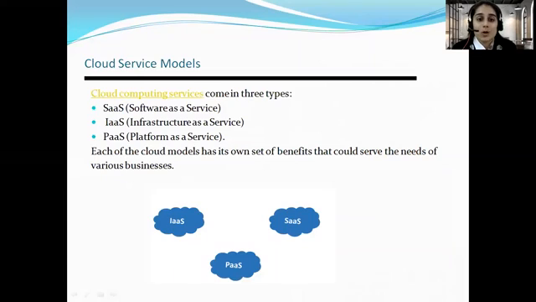Then we come to cloud service models. There are three types of cloud service models, which are software as a service, infrastructure as a service, and the third one, platform as a service. Each of the cloud models has its own set of benefits that could serve the needs of various businesses. So let us discuss one by one. Before that, just watch the short video of the three.